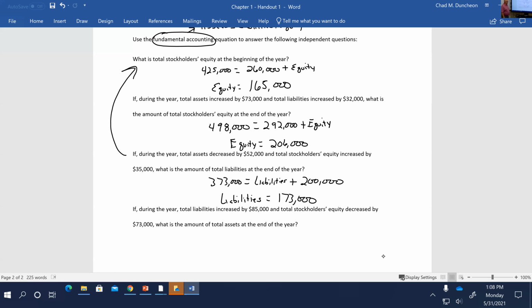All right, and the last one here, we're not given an asset amount, but we are told our liabilities increased by 85. And remember, we're still going back up to the original. So we have 345,000 now in liabilities. Equity decreased by 73,000, so we now have 92,000 in equity. When you add those together, you find that the assets equal $437,000.